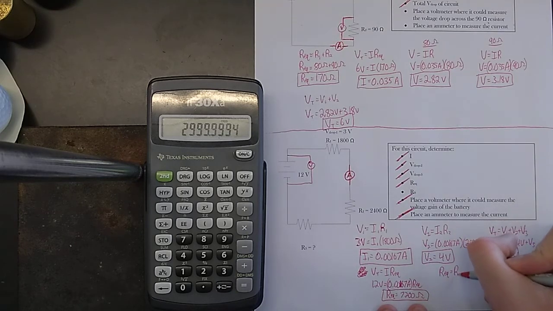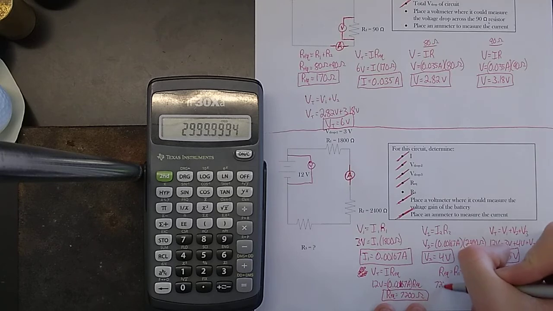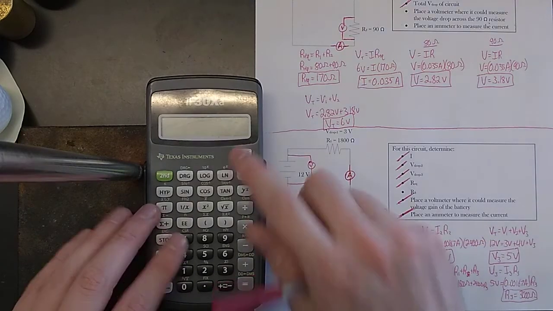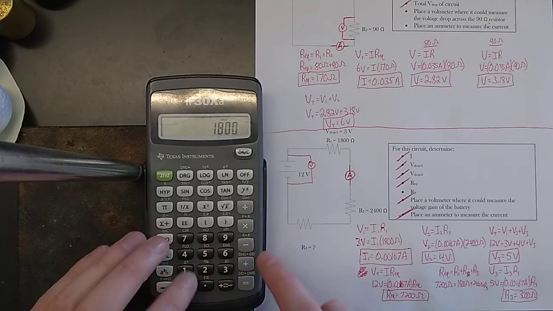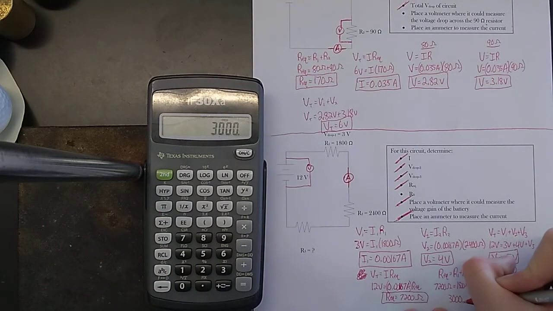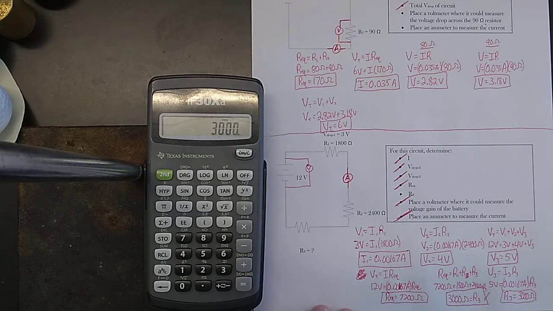And just as a check, we could have also found R3 by using the definition of equivalent resistance for a series circuit, adding all the resistances together. REQ was 7,200 ohms equals 1,800 ohms plus 2,400 ohms plus R3. 7,200 minus 1,800 minus 2,400 is 3,000. So it makes sense that that is what we get doing two different ways. That checks out. Okay. There's a very basic intro to series circuits.